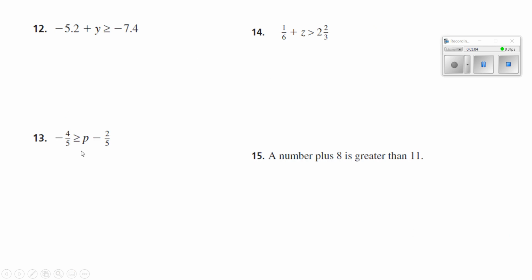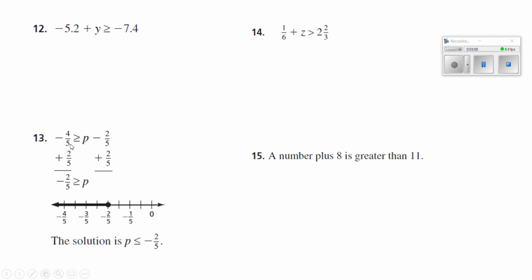Number 13 is going to require me to add 2/5 to both sides. Luckily, my denominator is the same. So I'm going to have a -4 plus 2. When my signs are different, I subtract: 4 minus 2 is 2. And then I keep the sign of the big number. 4 is bigger, so I'll keep the negative in front. That means -2/5 is greater than p.